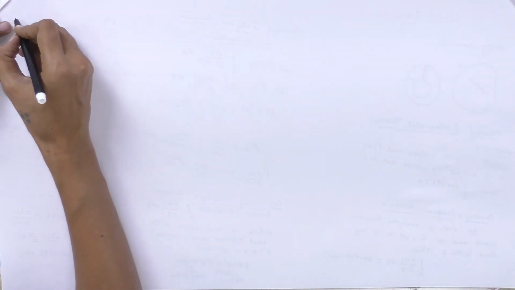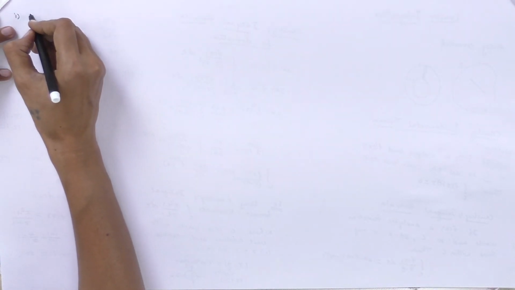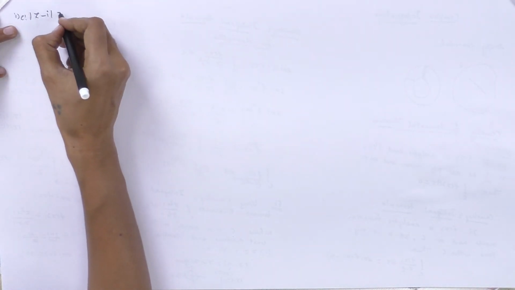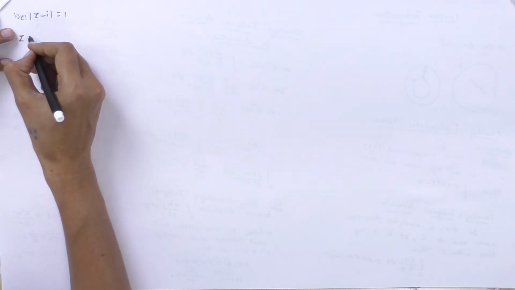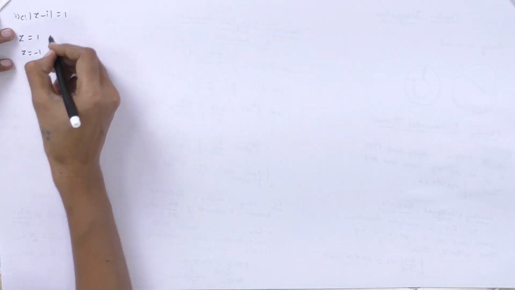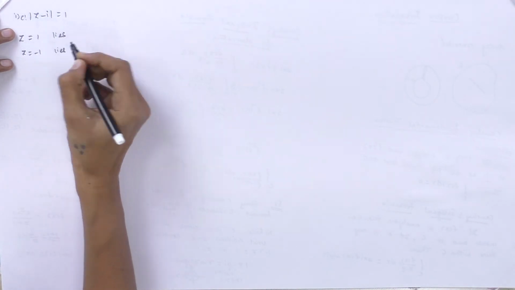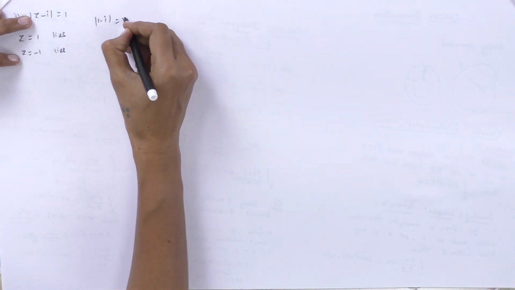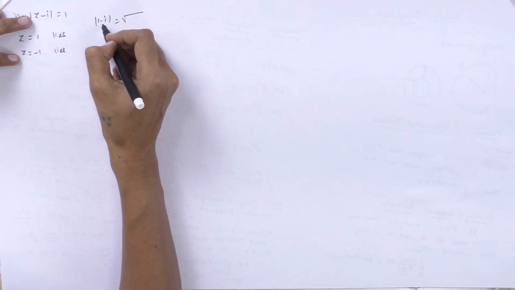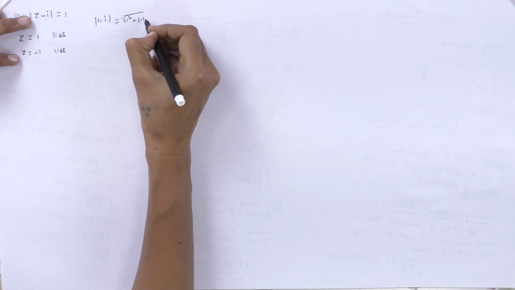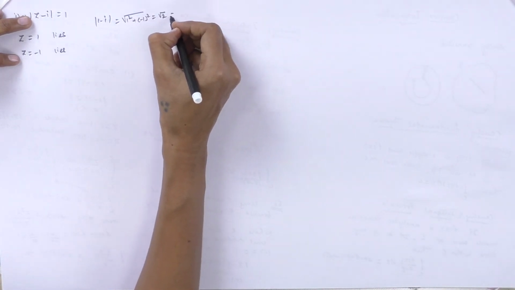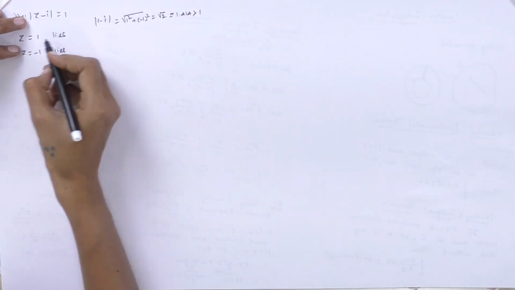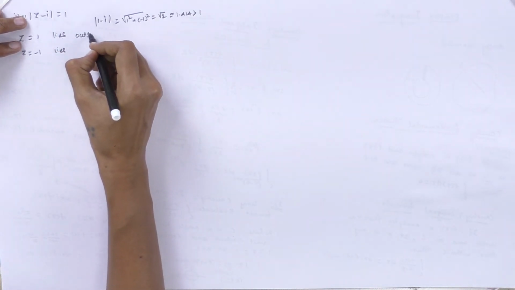Similarly, we can solve for unit radius and the center z equal to i. That means our circle is modulus of z minus i equal to 1. Let us check whether the points z equal to 1 and z equal to minus 1 lie inside or outside. By substituting 1 here, modulus of 1 minus i is equal to square root of real part square plus imaginary part square, which is square root of 2, approximately equal to 1.414, which is greater than 1. Therefore, the point z equal to 1 lies outside C.